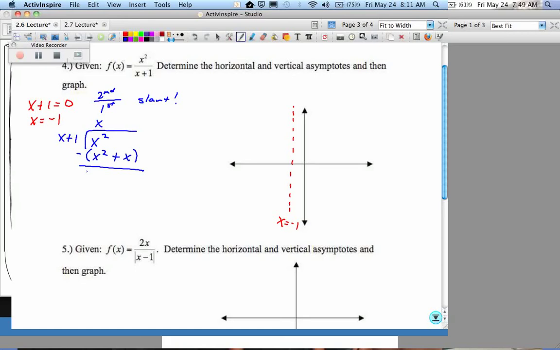What's 0x minus x? Negative 1x. Should I stop or do I keep going? These are equal degrees still. You keep going until they're smaller degrees on the bottom. So what do I have to put up top so that times x I get negative 1x? Negative 1 times x is negative x. Put it in parentheses and subtract. What's negative x minus negative x?